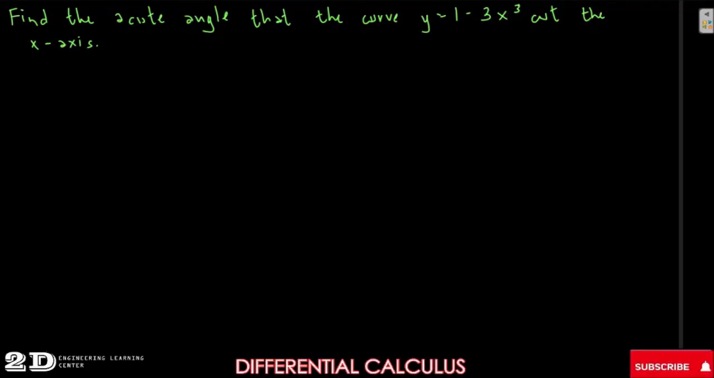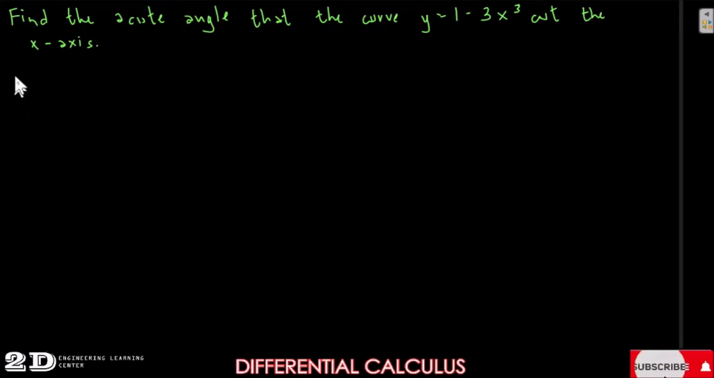Okay, so we have here our example on the application of differential calculus in getting the slope of a function. In this problem, we are going to find the acute angle at which the curve y equals 1 minus 3x cubed is cut by the x-axis. Okay, so let's try to solve this problem.